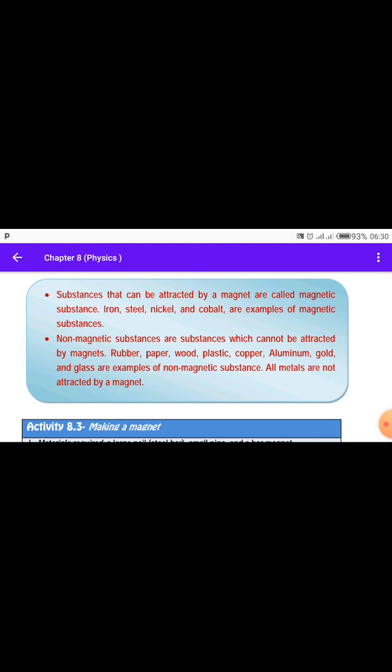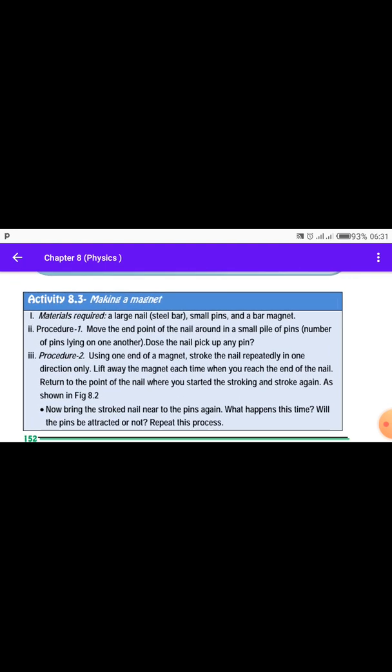So use activity 8.3, making of a magnet. The materials required are a large nail, a steel bar, small pins and a bar magnet. The procedure: procedure 1, move the end points of a nail around a small pin, a number of pins laying on one another. Connecting the tip of one nail to the tip of another nail is our first procedure, procedure 1 of the activity making a magnet, to make a temporary magnet. Does the nail pick up any pin?